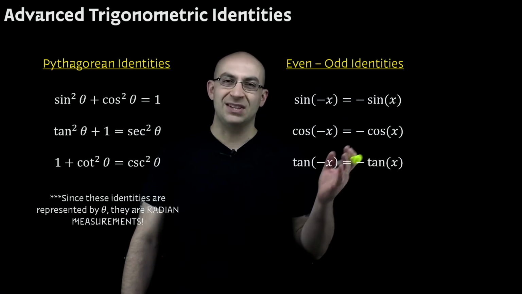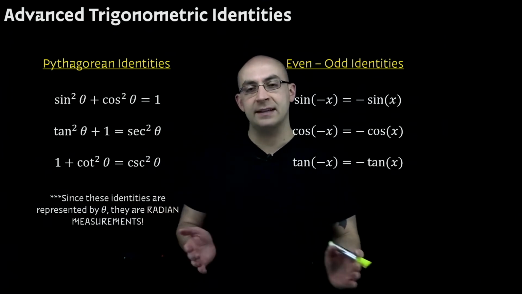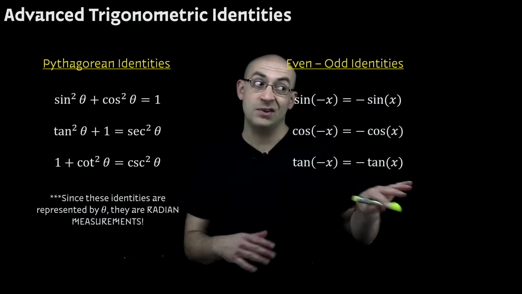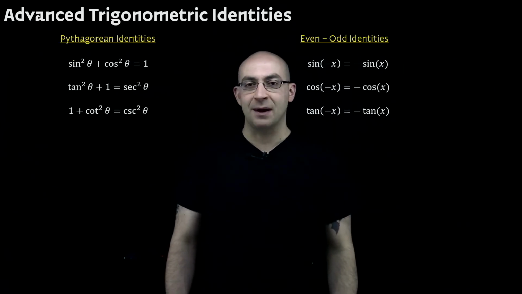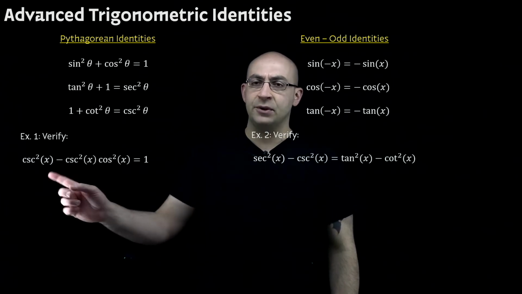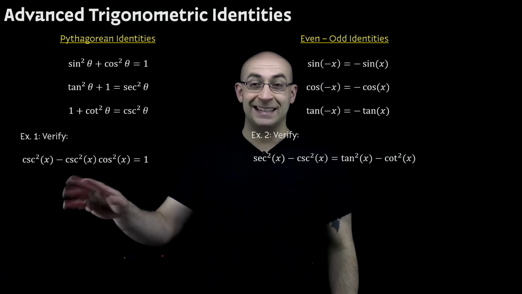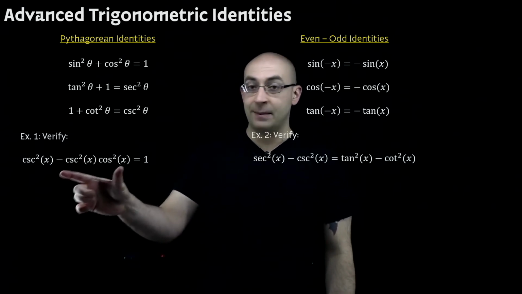Now, is this one as important as the Pythagoreans? No, not at all. But when we talk about advanced trig identities, before we get into the heavy duty half angle, double angle stuff, we're going to use these two. So let's work out some practice problems. Number one, we want to verify that cosecant squared of x minus cosecant squared of x times cosine squared of x equals 1. Now, remember here, PEMDAS is super important.